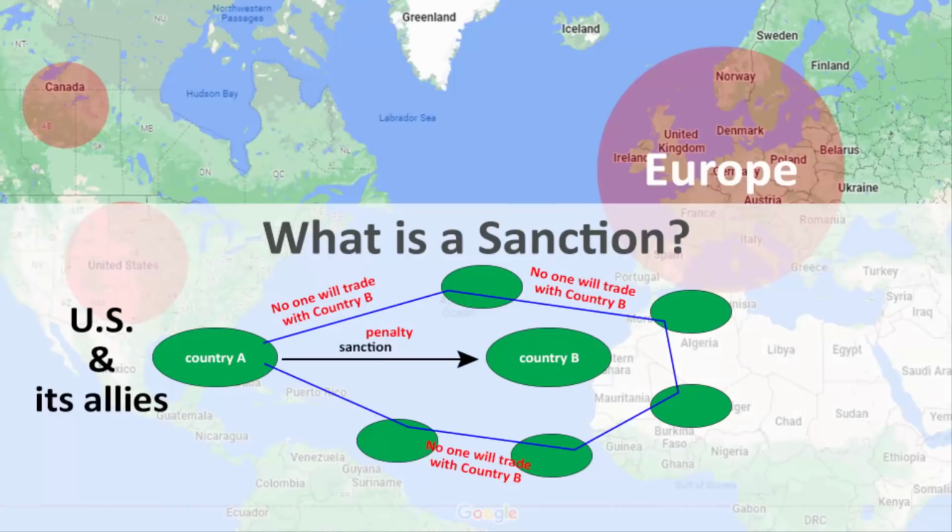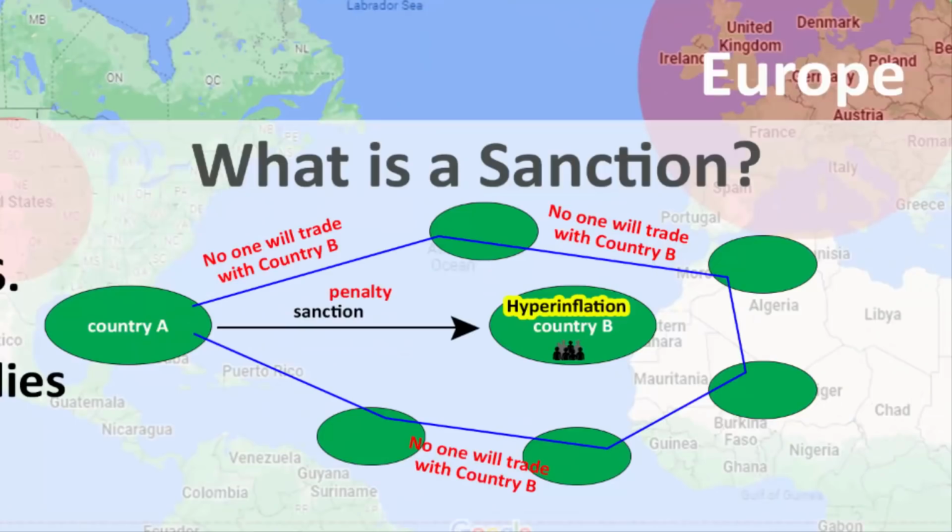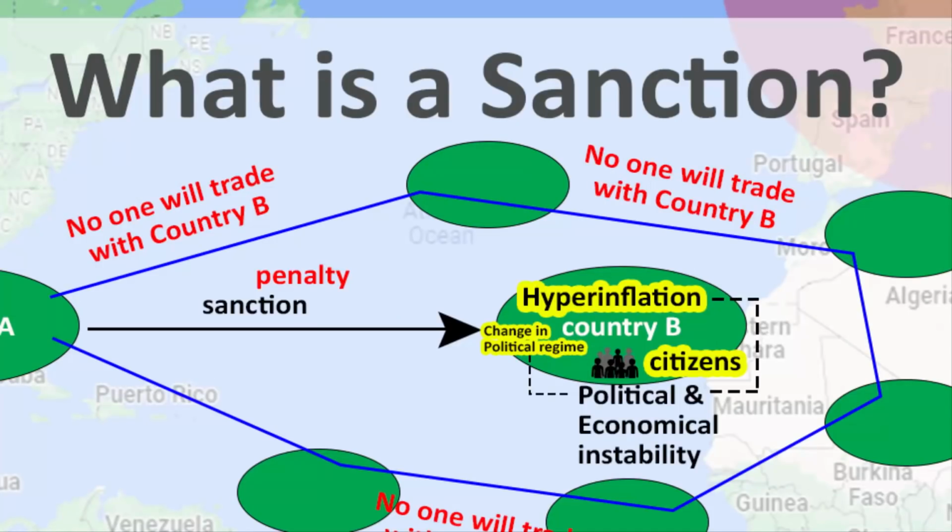The reason Western countries put sanctions on a country is because it will cause hyperinflation. As a result, it will affect the innocent citizens, and that will trigger a political and economic instability inside that country, which can further lead to change in political regime.